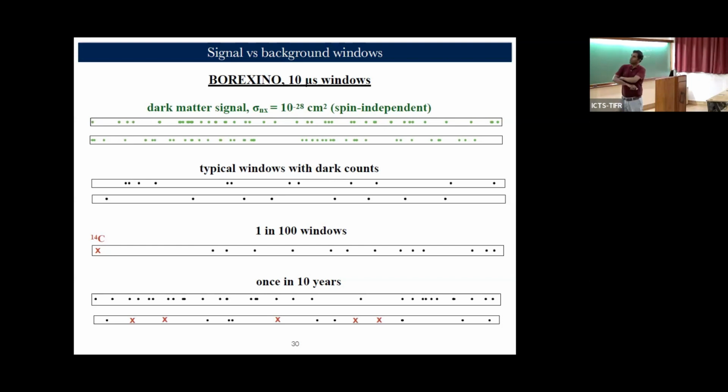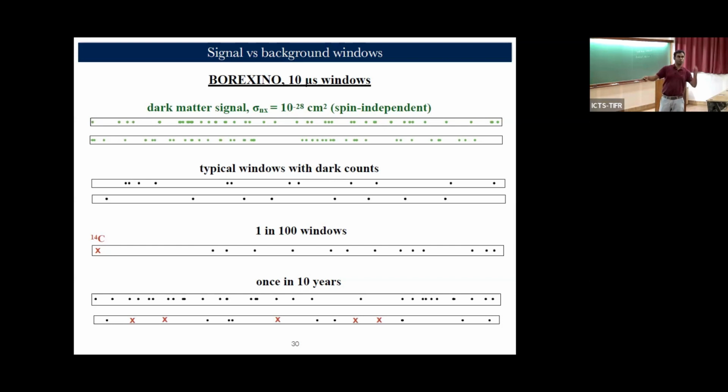Okay. So here is how a few transit windows would typically look. I just generated this using Poisson fluctuations in Mathematica. Now, over a 10 microsecond window, if I had a dark matter signal with a per-nucleon spin-independent cross-section of 10 to the minus 28 centimeters squared, this is how the window would roughly look.